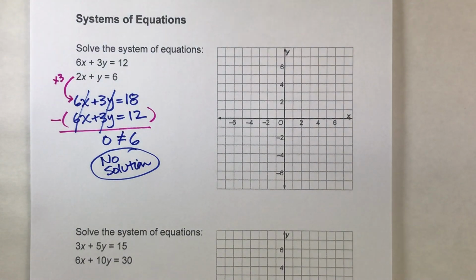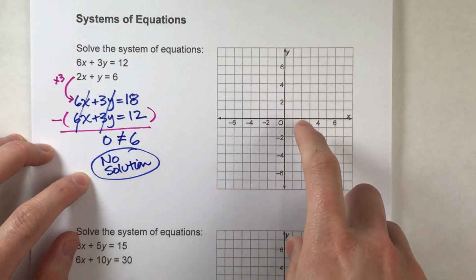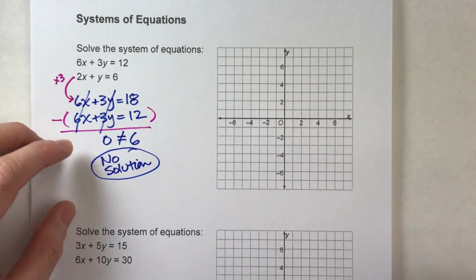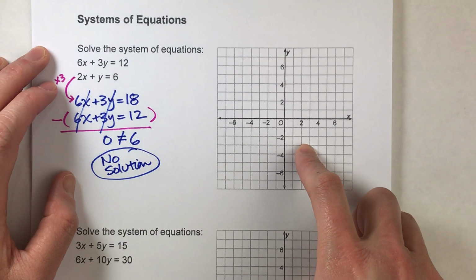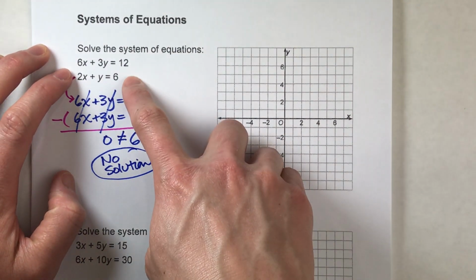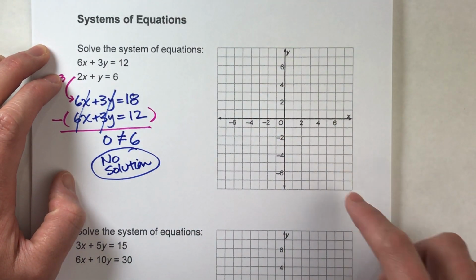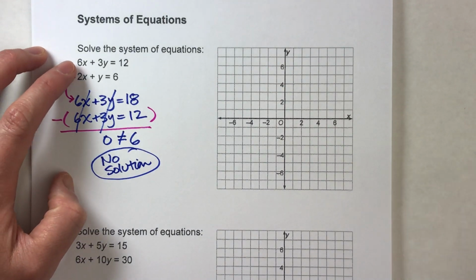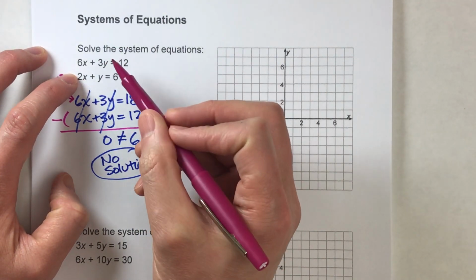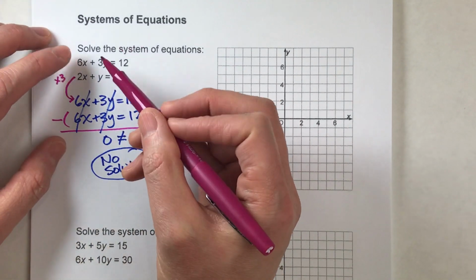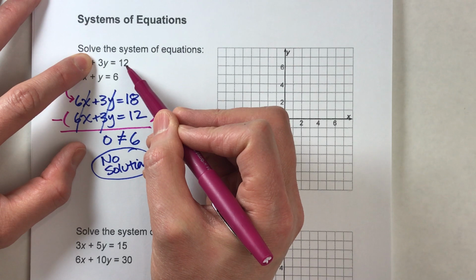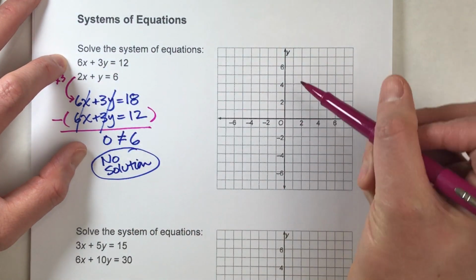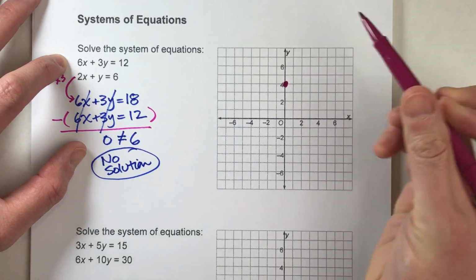All right? Now, let's see what that looks like on a graph. Okay? Remember, the solution to a system of equations is the point of intersection, meaning if I graph these two and find where they intersect, that's going to be the solution. So let's do that. I've got 6x plus 3y equals 12. I'm going to graph the intercepts. If x is 0, what does y have to be so that 3 times y equals 12? 3 times 4 equals 12. So the combination 0, 4 is one of my intercepts.